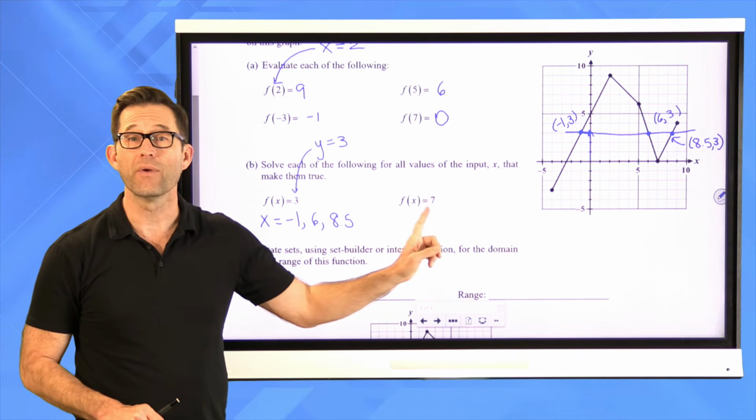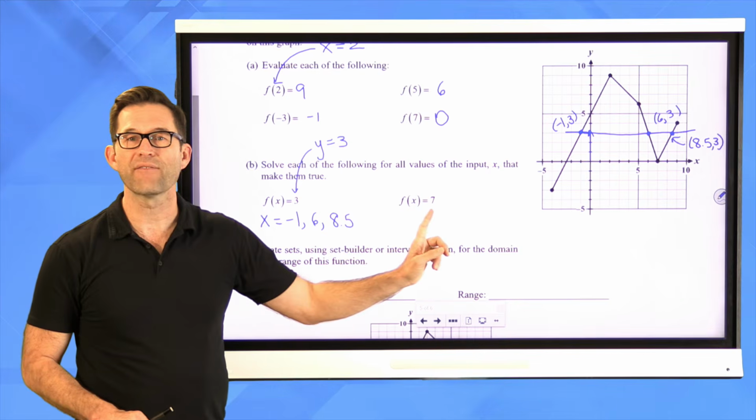Why don't you pause the video now and try to find all the inputs that have an output of 7.